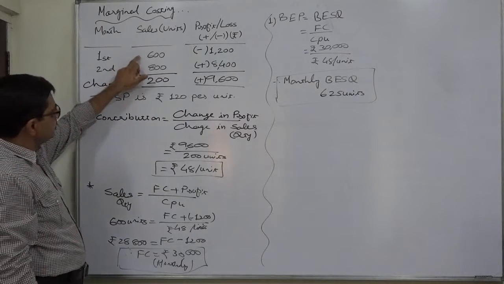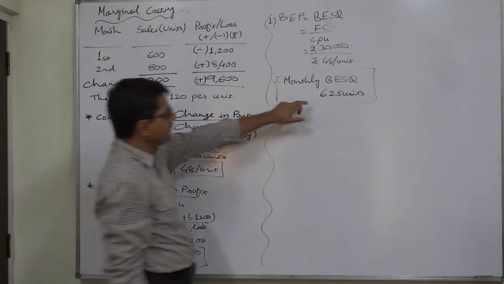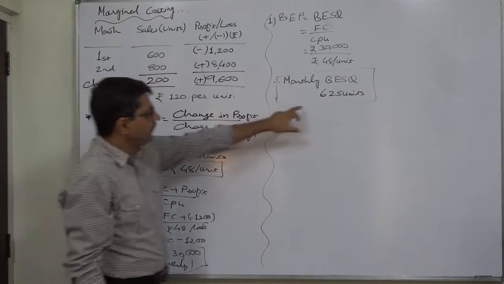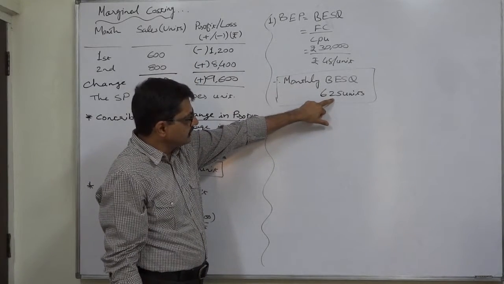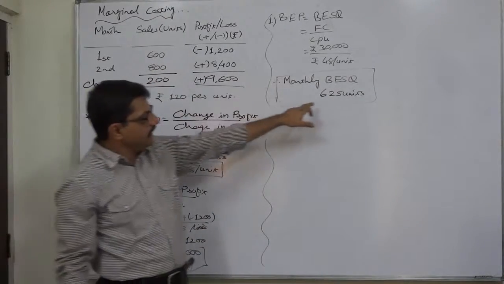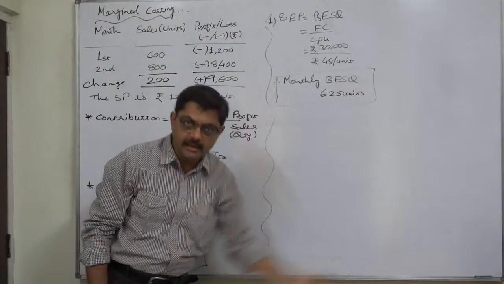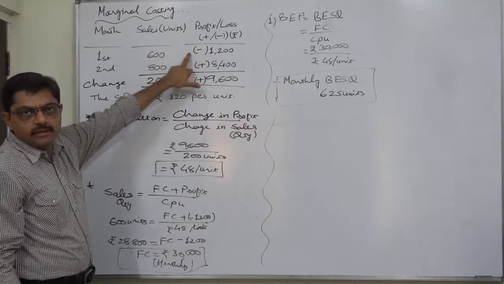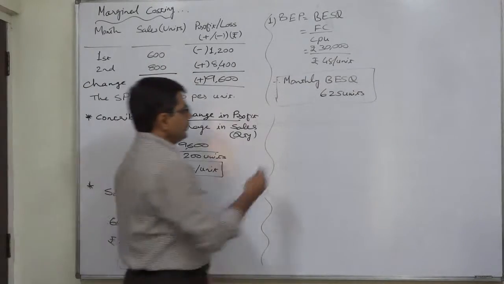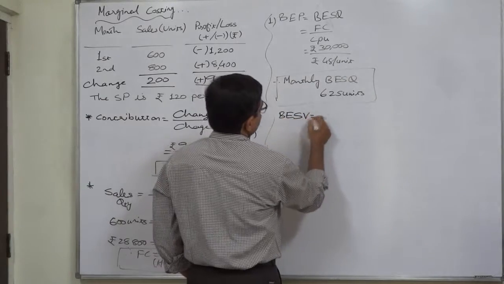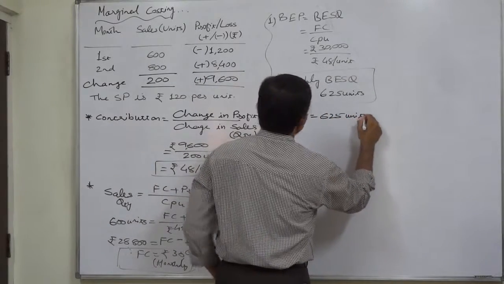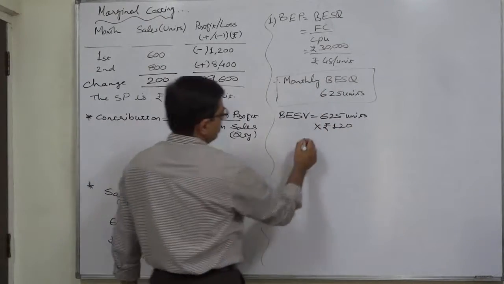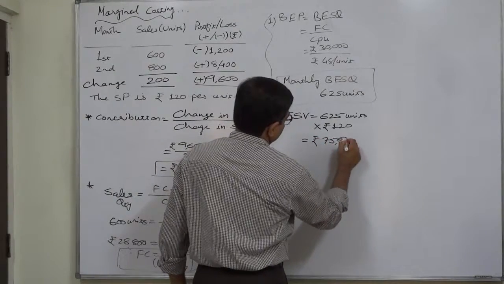See, in the first month the sales are 600 units, that is less than the BEP, so the company is making loss. We can reconcile: if sales are 600 and BEP is 625, margin of safety will be negative 25 units into rupees 48. So it comes to negative 1200, that is loss. Break-even sales value will be 625 units multiplied by the selling price, because each and every unit is sold at rupees 120. So it comes to rupees 75,000.